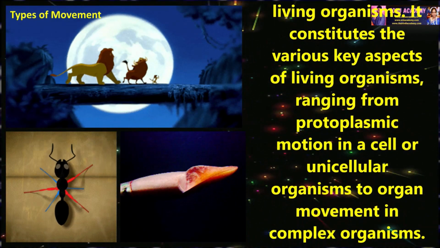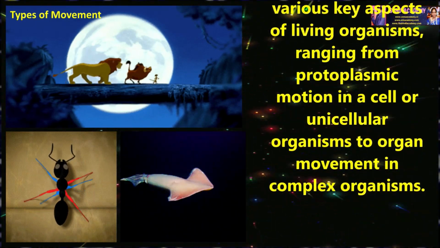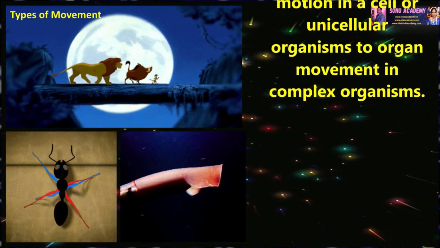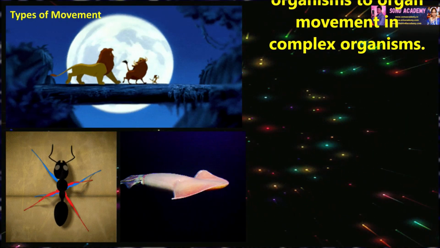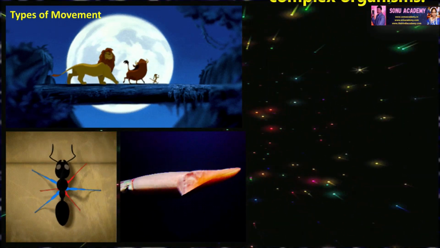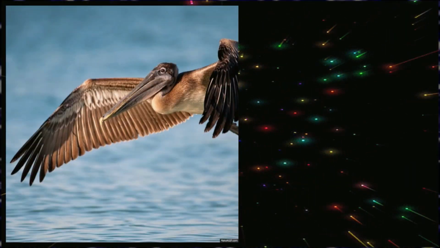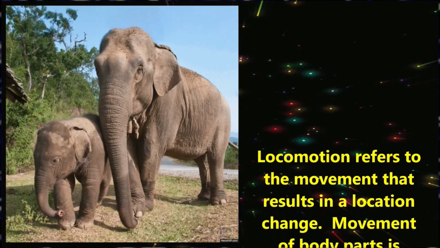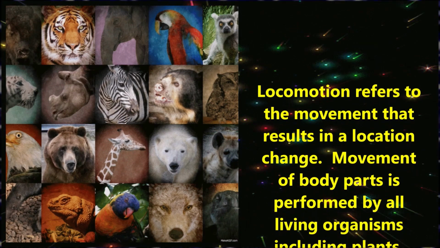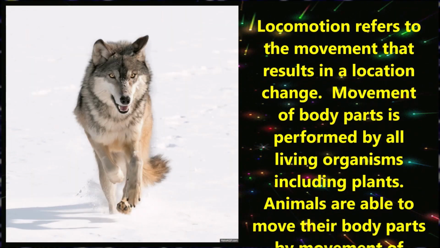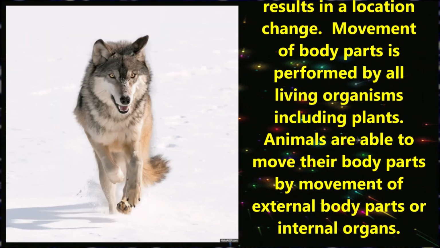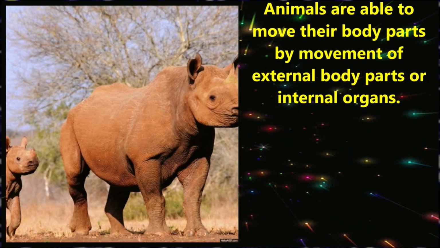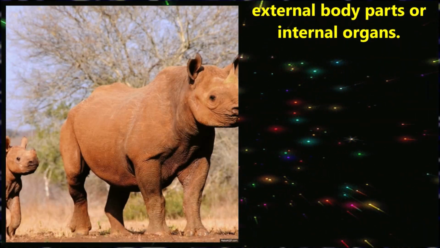It constitutes the various key aspects of living organisms, ranging from protoplasmic motion in a cell or unicellular organisms to organ movement in complex organisms. Children, now let us say what is locomotion. Locomotion refers to the movement that results in a location change. Movement of a body is performed by all living organisms including plants. Animals are able to move their body parts by movement of external body parts or internal organs.